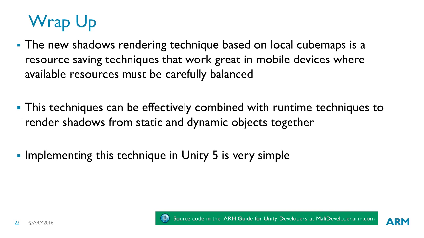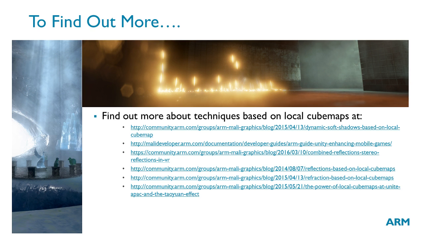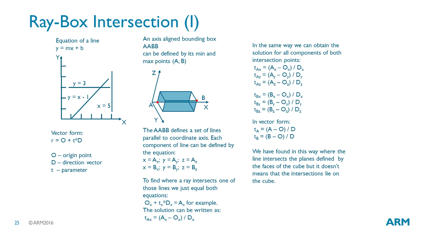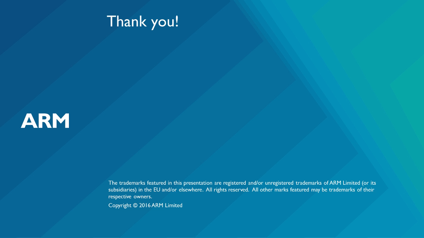And the implementation in Unity, as you will see, is very simple. The project, let's see now. You can find more info about the use of local cubemap for reflection, refraction, shadows in those links, which are some blogs that we have written in our team. Those are a couple of bonus slides where you have the implementation of the solution of the vector to box intersection. Okay, so let's see now.